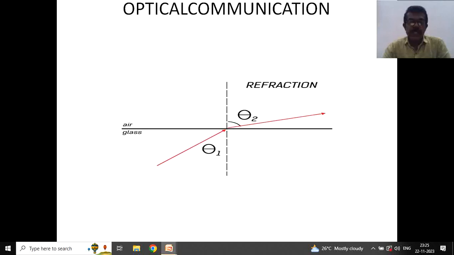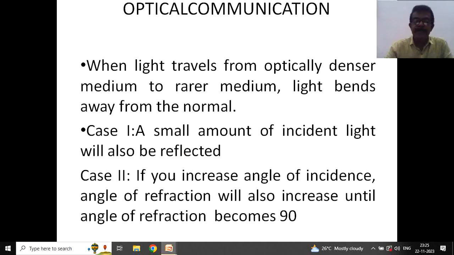So that's what I have told. You have glass and air. We have two mediums. Based on the refractive index value, glass is the denser medium and air is the rarer medium. So you are transmitting an incident ray. Whenever you are increasing the angle of incidence, the angle of refraction also increases. So the ray will be refracted. You can see this: whenever light travels from optically denser medium to rarer medium, light bends away from the normal.